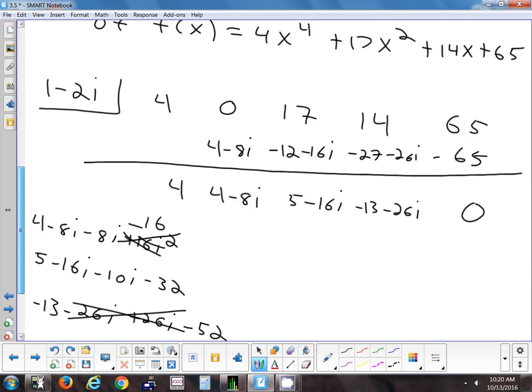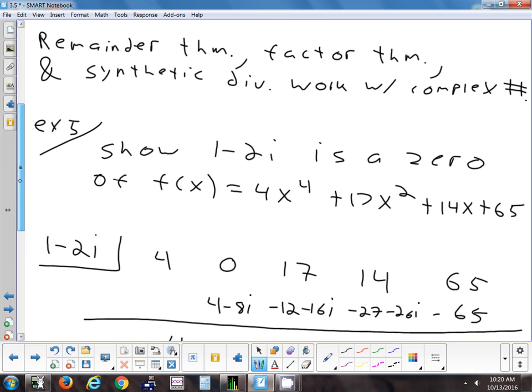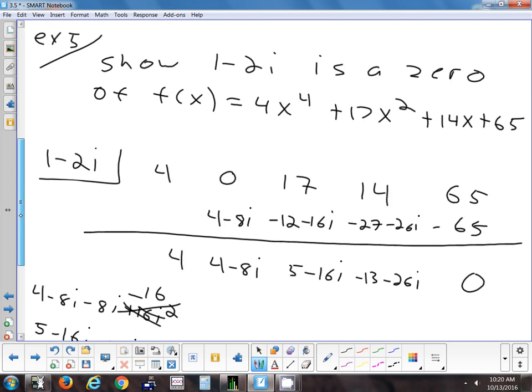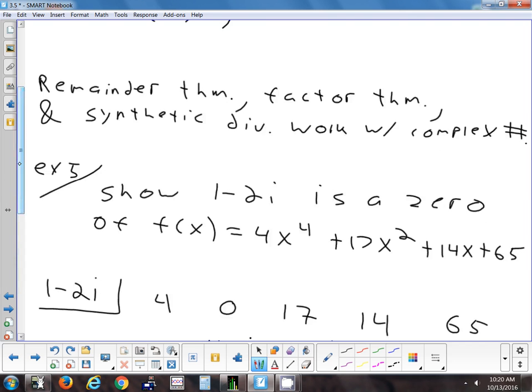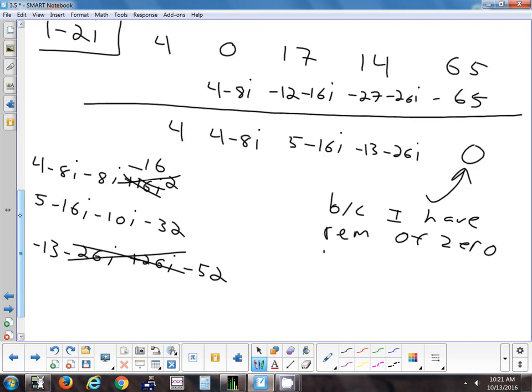Okay, as I said, the one on the test would not be this many iterations of it. I'd take off at least 1 step. So you might have to do it twice, but not 3 times. Any questions on using synthetic division with an imaginary? So, what is your answer? The question was, show that this is a root. Because I got a remainder of 0, 1 minus 2i is a root.